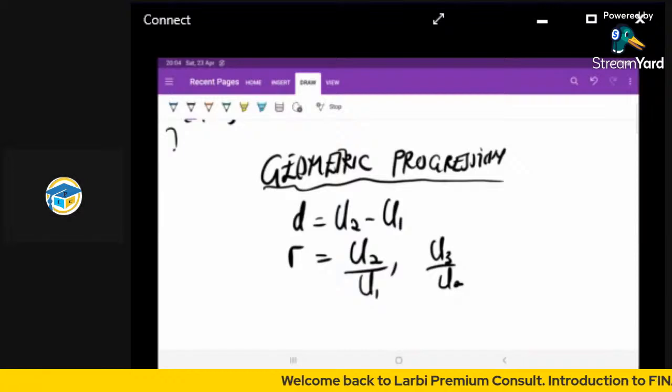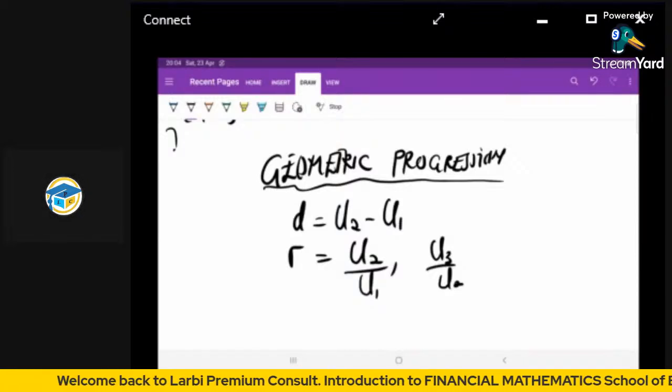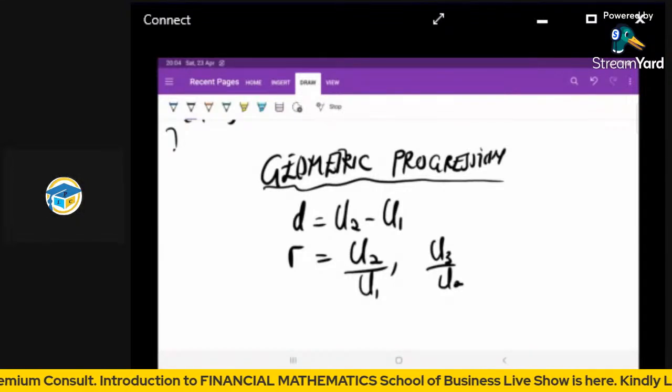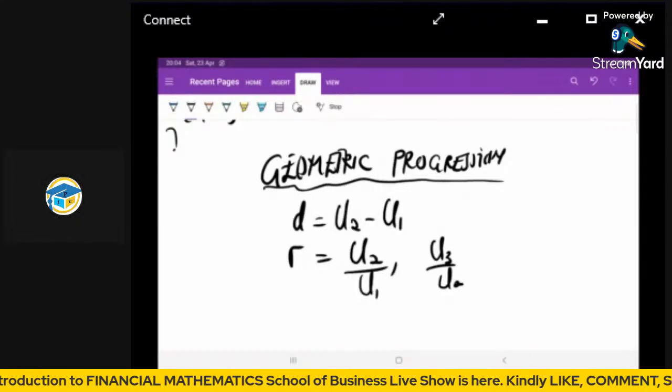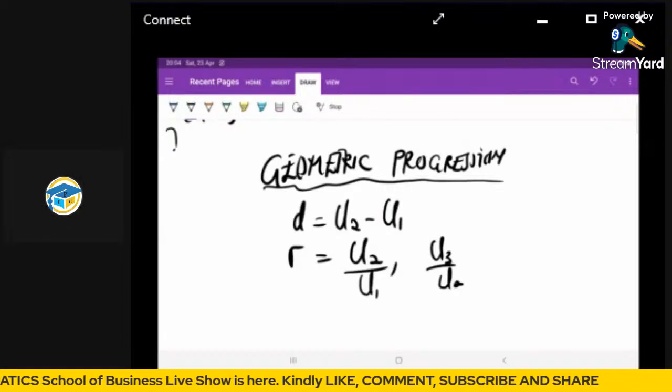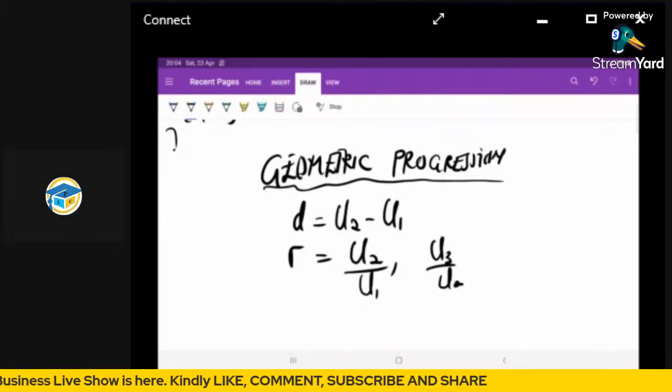Is that okay? So let's look at the formula. Most of the time, you also call this GP or exponential sequence. Either you see geometric progression or exponential sequence, it's the same thing. So let's take note of that.